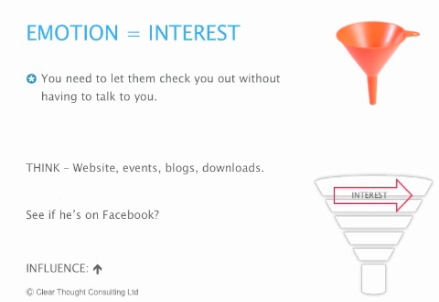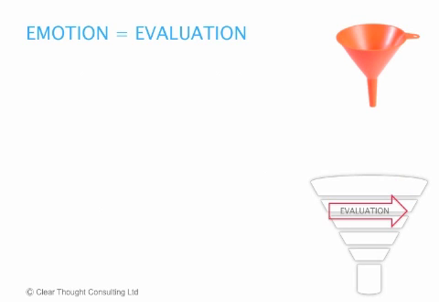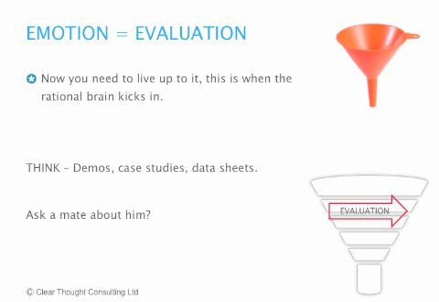Next stage is evaluation. This is where you really need to live up to it, and it's where the rational brain kicks in. So you've seen something that's caught your attention, you've looked a little bit further, it still looks interesting, and now you really want to know whether it lives up to what they say. This is when people check out demos, read case studies, look at data sheets, see if they can afford it. And looking at the attractiveness analogy again, this is when you'll ask friends about someone. So, what's he like and what's important to him?